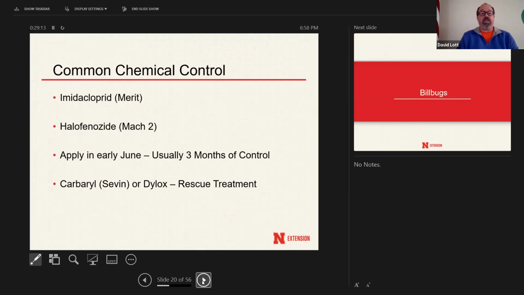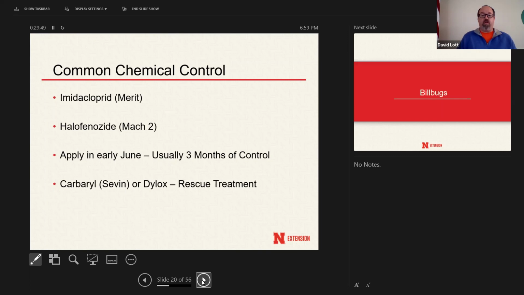The first one is imidacloprid. This is a very common systemic insecticide, and the trade name is Merit. Very common. The other one is halofenozide, and that's called Mach 2. So if you see products that have imidacloprid or halofenozide on your active ingredient label, those are your systemics. So that works out pretty good.